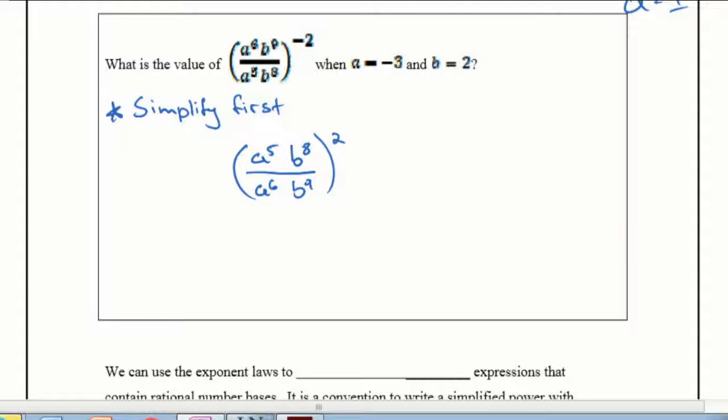I have 5 a's on the top and 6 on the bottom, so I'm going to get rid of all of those and be left with 1 here. I have 8 b's on the top and 9 on the bottom, so I'm going to get rid of all of those and be left with 1 there. So there's nothing left on the top. Do I just write it as a 0, or what is on the top? If I have canceled everything out, what's there?